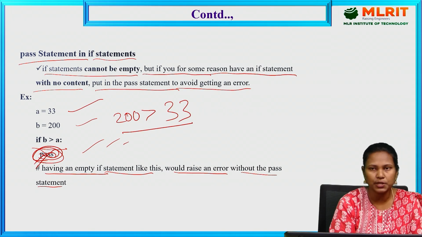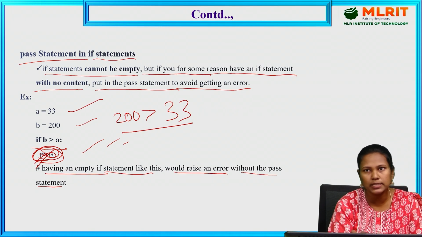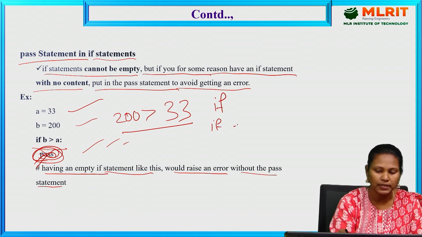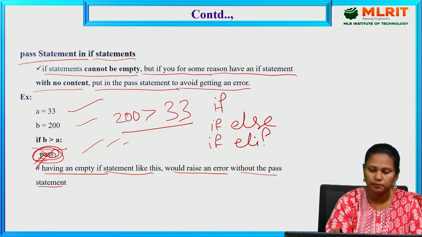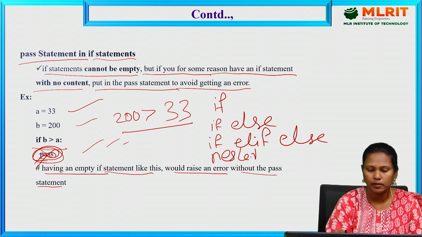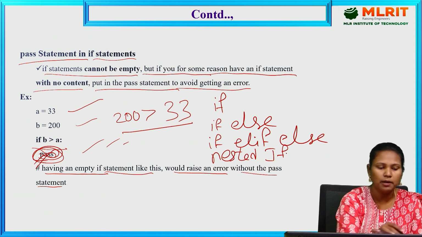So in this session, we completed the decision making statements. In that, we covered if, if else, and the nested if. And we learned about the pass statement also.